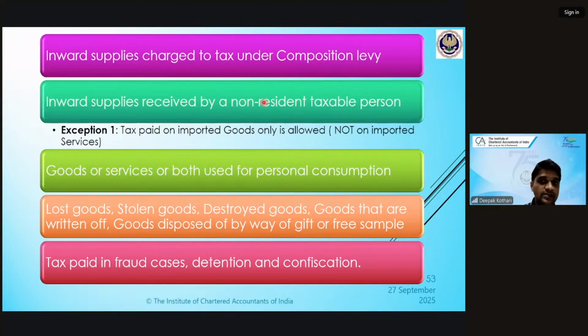Electric vehicles can claim ITC. If that satisfies the first condition, then it can claim, otherwise no.